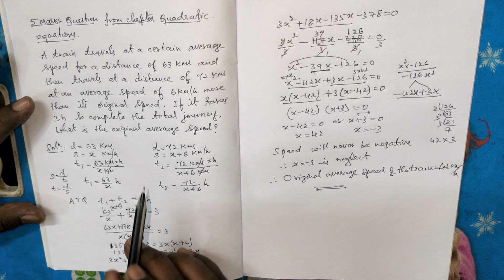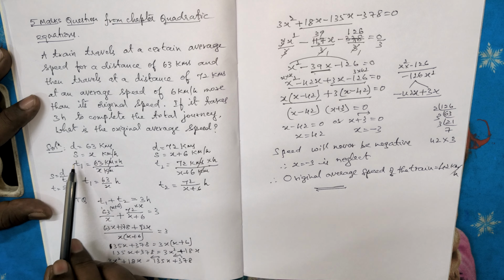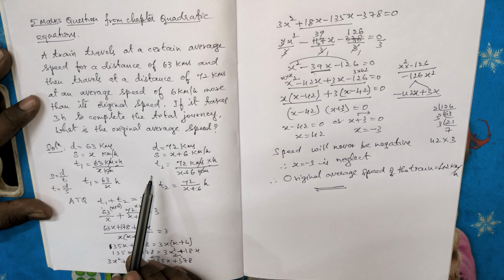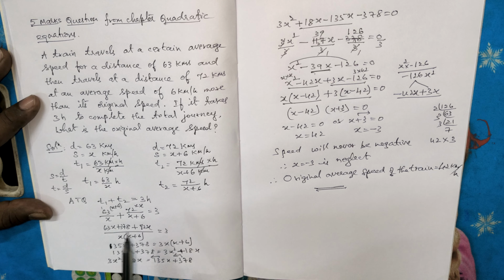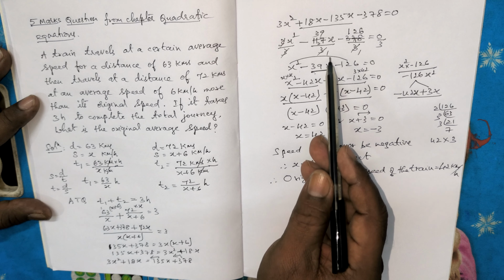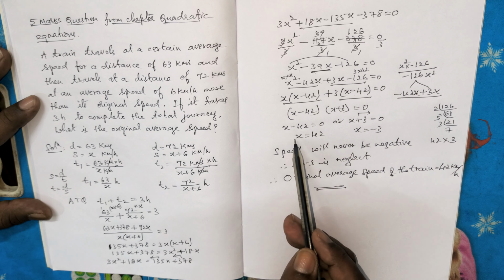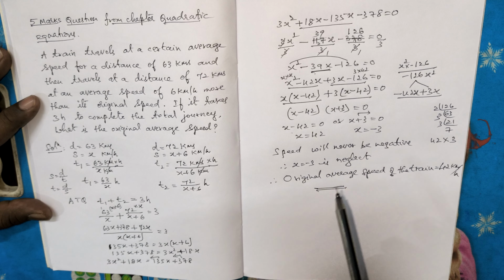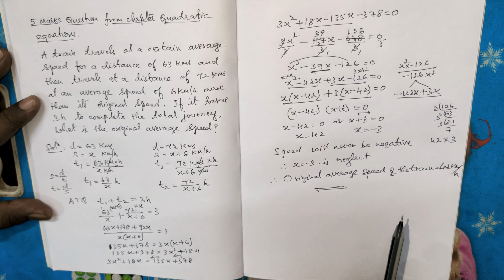This is the answer. So what you have to do? You are taking distance, then speed you don't know, so you will take it as x kilometer per hour. Calculate the time in the first case. Similarly, you write the second case. Calculate the time. Now according to the question, total time taken is 3 hours. So T1 plus T2 is equal to 3 hours. When you write this, you will get the quadratic equation. Simplify and factorize the quadratic equation. You will get two factors, equate them to 0. You will get two values. Negative value is neglected because speed will not be negative. So the positive value we will take. Original average speed of the train is 42 km per hour.